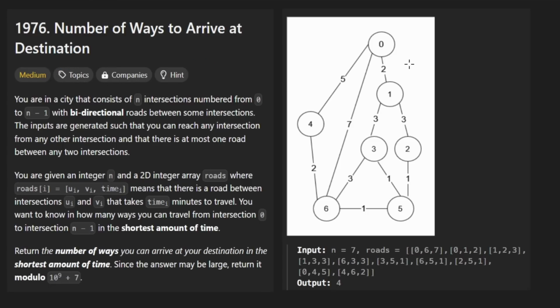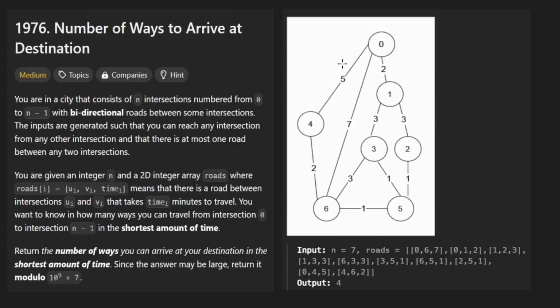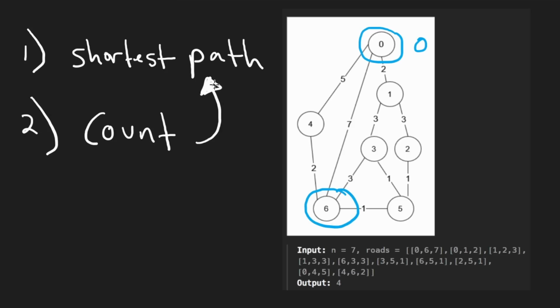But the idea is we are given a connected, undirected graph, and each edge is going to be weighted, and the weight is going to be positive. What we want to do is two things, actually. We want to know what is the shortest path from 0 to n minus 1. We will be given n, so that will be easy. So we want not only the shortest path, but also we want to count how many of the shortest paths there actually are from 0 to n minus 1.